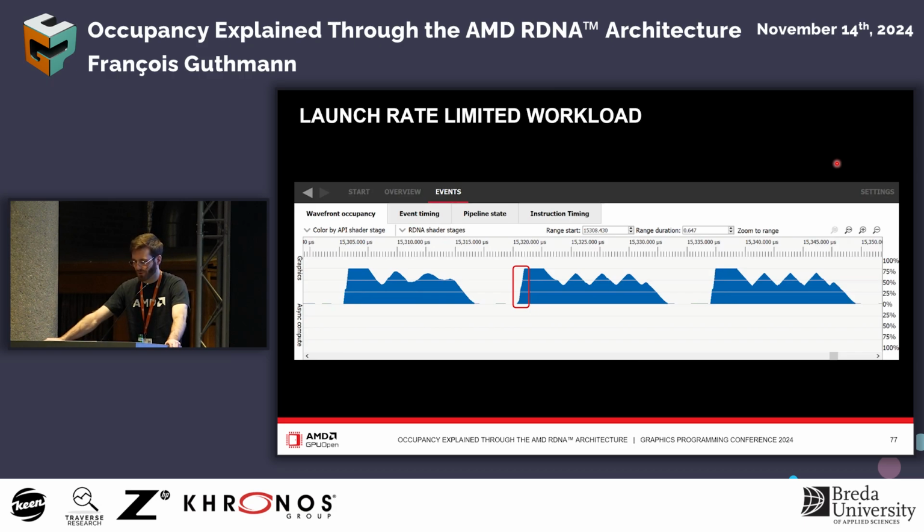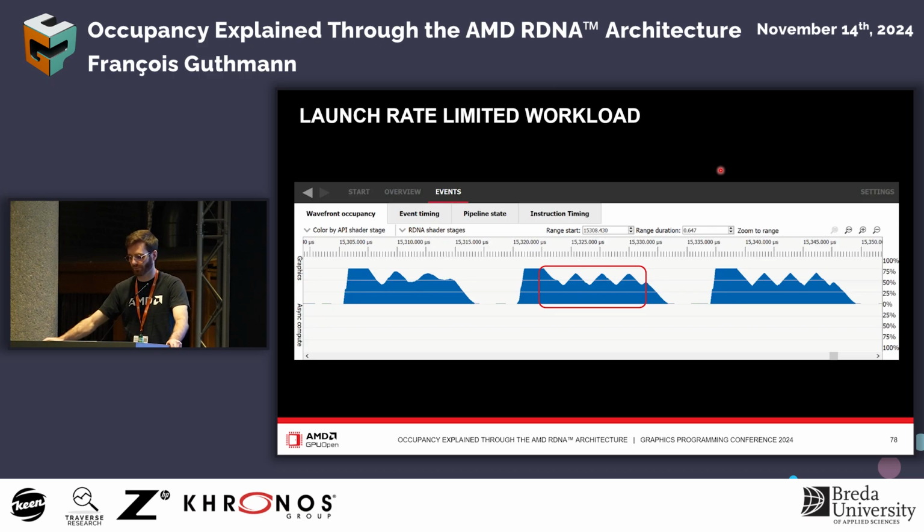Something else that I want to mention is that so far we've seen that at the beginning of a workload, the occupancy can take a while to rise, and there's nothing you can do about it short of overlapping different workloads. But that can also happen in the middle of a workload, as you can see here. In this case, it is very likely that you are launch rate limited, which means the GPU actually retires wavefronts faster than it can schedule them.